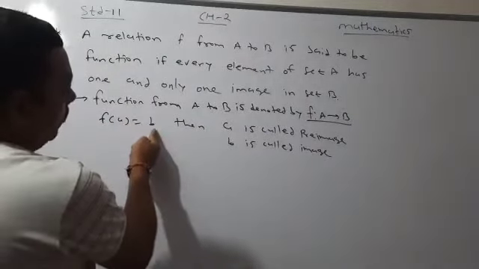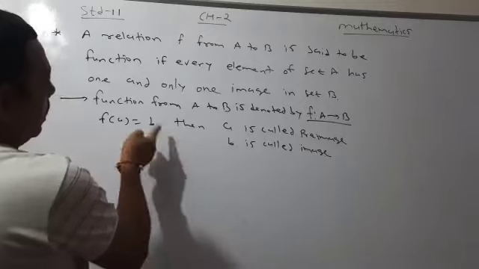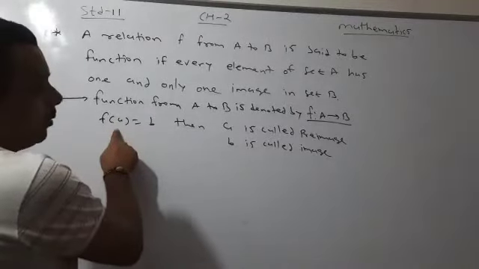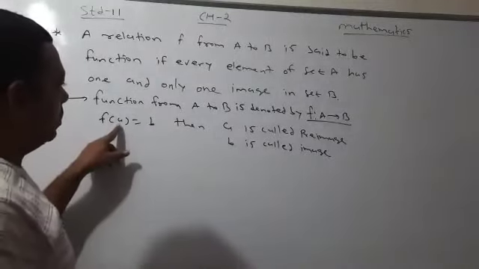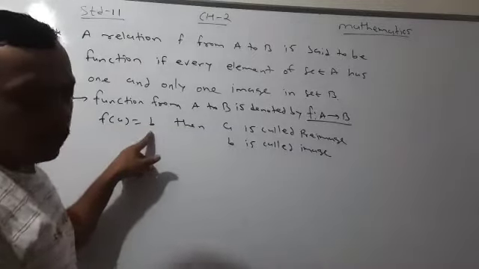So the answer is the image. Whose image is B? A. So A is considered as pre-image, right? So this is considered pre-image. This will be considered as image.